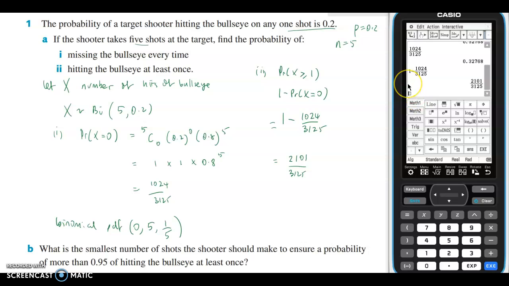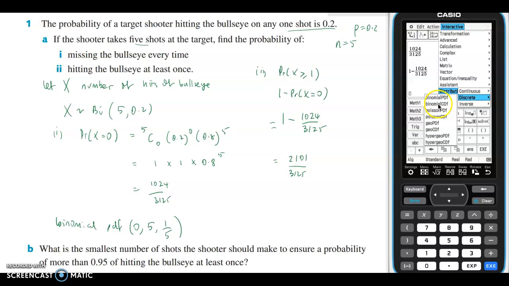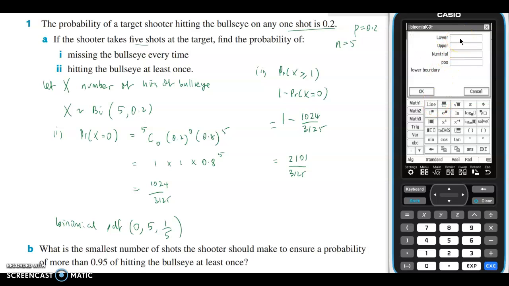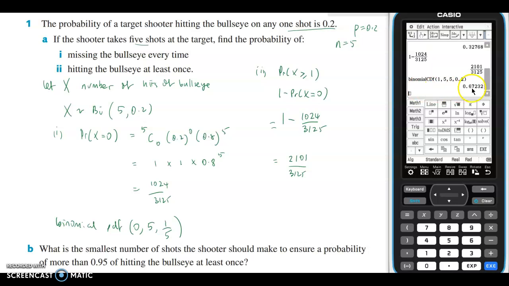Now remember, on our calculator, we've also got the possibility of using Binomial Pdf. If we wanted to do that question from scratch, we go to Distribution, Discrete, Binomial Pdf. The lower value was 1, the upper value was 5, the number of trials was 5, and the probability of success was 0.2, which equals 0.67. Is that the same as the answer we got? Let's do a quick check. And yes, it is. So we get the same answer doing it both ways. So far, we're pretty happy with the way things are going.